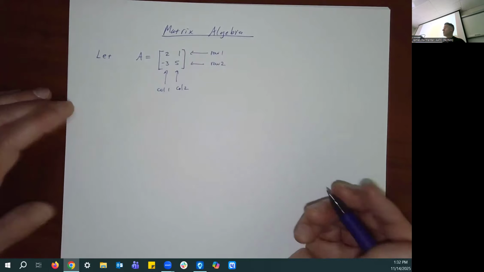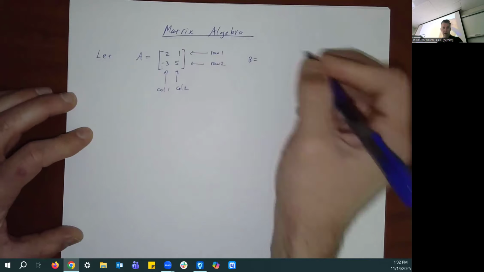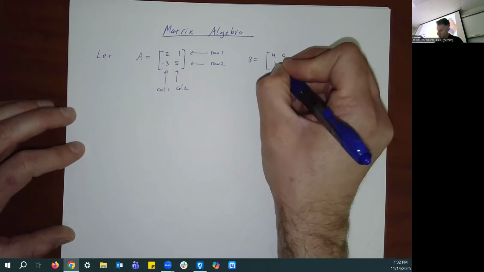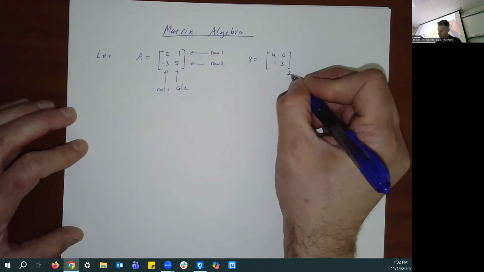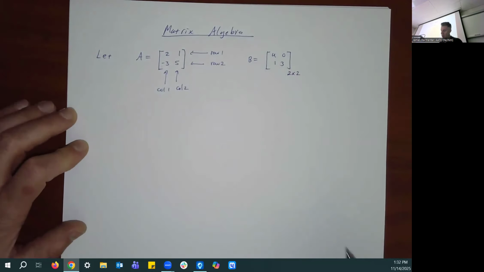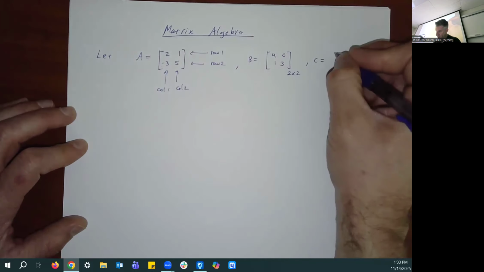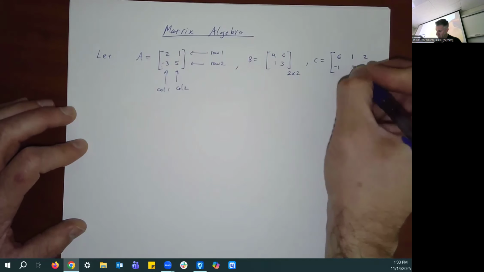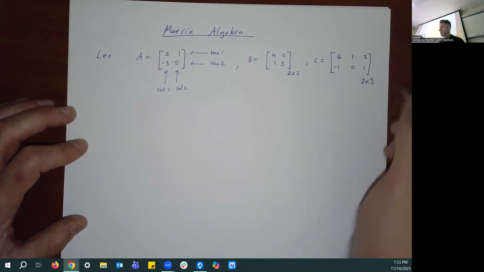This is a 2 by 2 matrix, 2 rows by 2 columns. Let's say that B is also a 2 by 2 matrix. B is going to be the matrix 4, 0, 1, 3. Sometimes if you want to talk about the size of a matrix, you write down in the lower right-hand corner that it's a 2 by 2, although you usually don't write that if you've actually drawn the matrix, because you can see it's a 2 by 2. And then thirdly, we're going to have the matrix C equal to, the first row is 6, 1, 2. The second row is negative 1, 0, 1. And C is a 2 by 3 matrix, 2 rows by 3 columns.